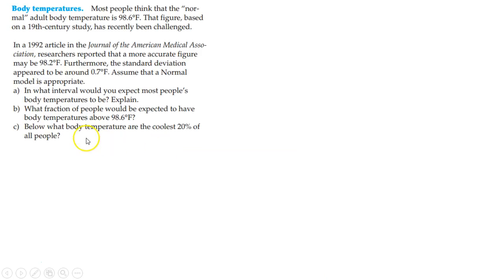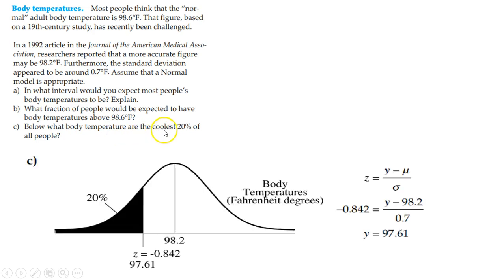And then it says what body temperature are the coolest 20% of people. Well, now if I'm given the percent and I want to find that number, in order to do this, below what body temp are the coolest 20? So now it's inverse norm 0.2, 98.2, 0.7. And I would end up getting 97.61 with that as well.